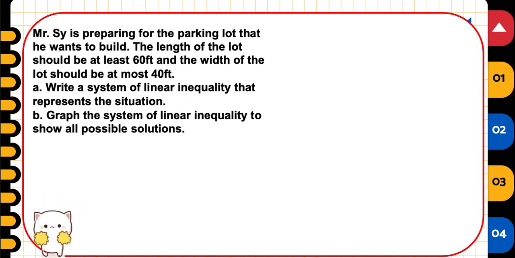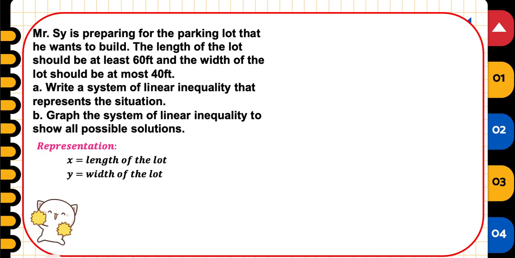Mr. C is preparing for a parking lot that he wants to build. The length of the lot should be at least 60 feet and the width of the lot should be at most 40 feet. So what we are going to do is to write the system of linear inequalities that represents the situation, and we have to graph it so that we can show all the possible solutions. Let us now represent the unknowns, and definitely that will be the width and the length of the lot. So let x be the length of the lot and let y be the width of the lot.